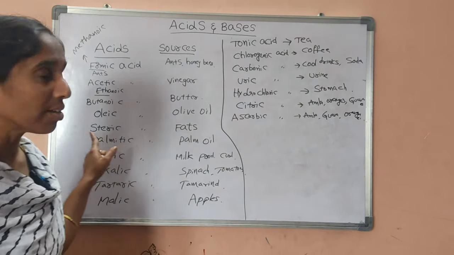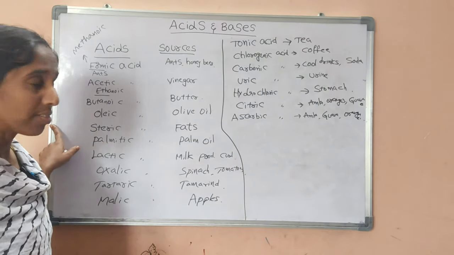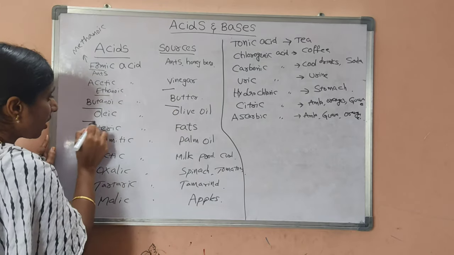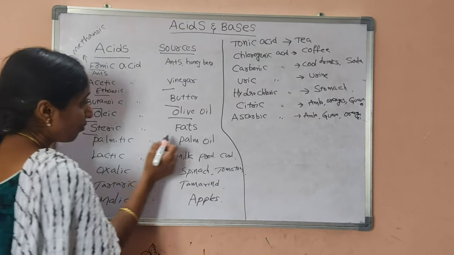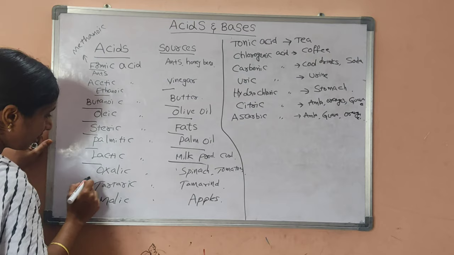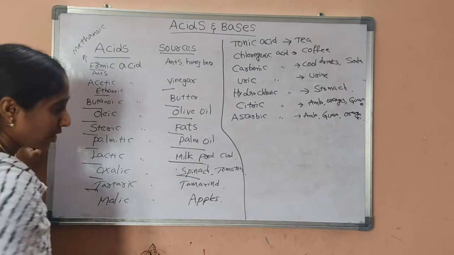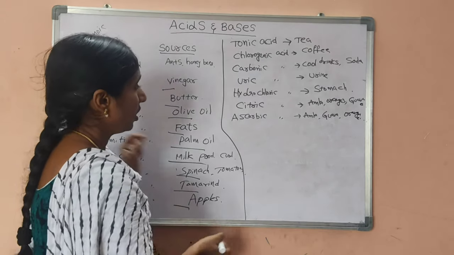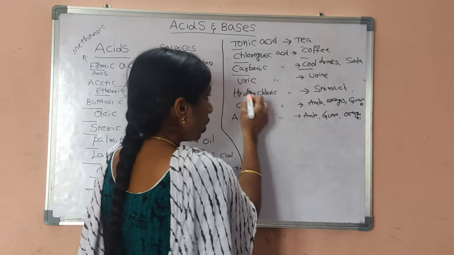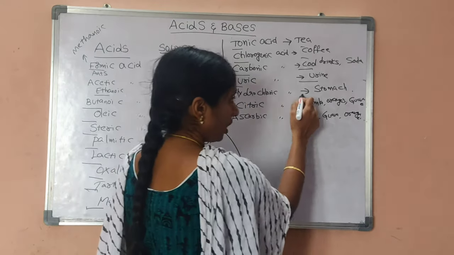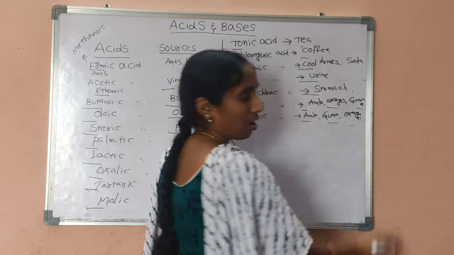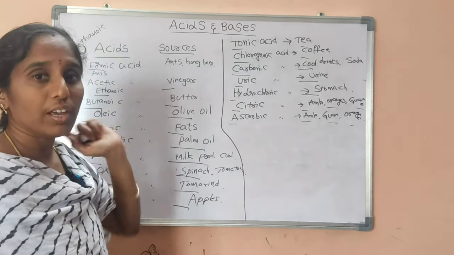Okay, these are some acids and their sources. These are all natural acids. Formic acid present in ants, acetic acid present in vinegar, butanoic acid present in butter, oleic acid is present in olive oil, stearic acid is present in fats, palmitic acid is present in palm oil, lactic acid is present in milk products like curd, oxalic acid is present in the spinach and tomatoes, tartaric acid is present in the tamarind, malic acid is present in apples, tannic acid is present in the tea, chlorogenic acid is present in the coffee, carbonic acid is present in cool drinks, uric acid is present in urine, hydrochloric acid is present in our stomach, citric acid is present in amla, oranges, guava, ascorbic acid is present in amla, guava, oranges. Okay, these are some acids and their sources.